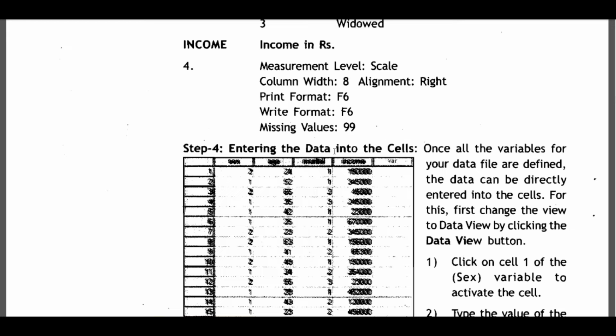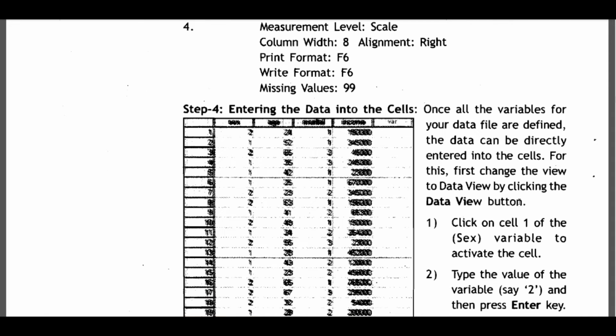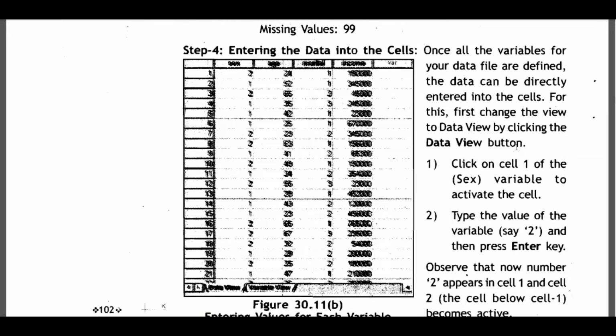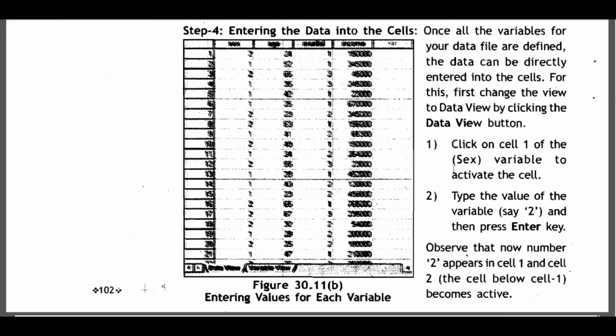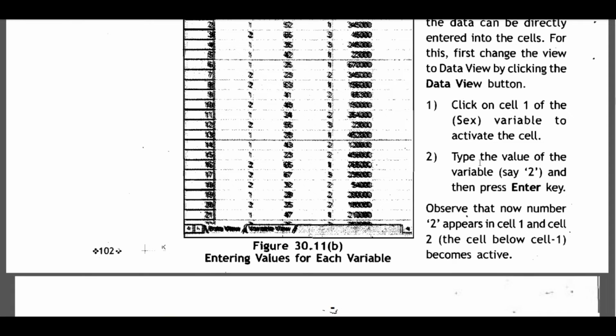Then step 4 is entering the data into the cells. Now your spreadsheet, or worksheet, is ready. So now you can start entering the data into the cells. Once all the variables of your data file are defined, the data can be directly entered into the cells. For this, first change the view to data view by clicking the data view button. Click on cell 1 of the sex variable to activate the cell. Type the value of the variable, say 2, and then press the enter key.